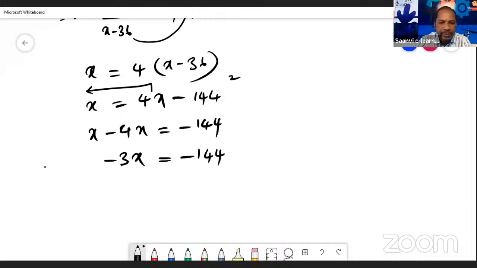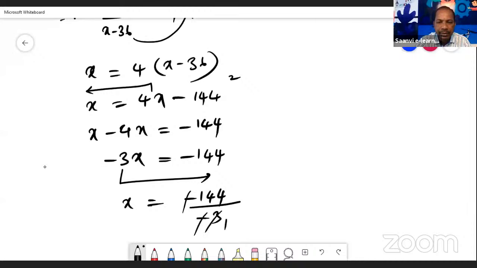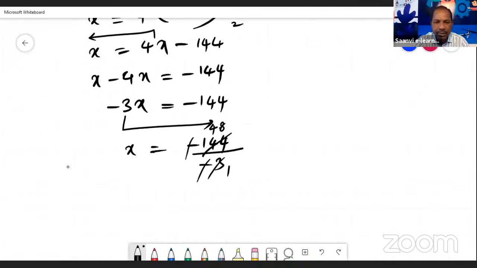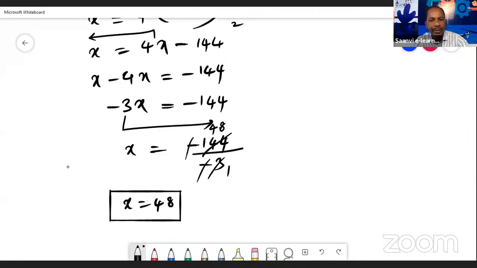Again, we need the x value. This minus 3 we send this side. Here minus 3 is multiplying, so when we send this side, we will divide. So minus 144 by minus 3. Here minus minus get cancelled. 3 1s are 3, 3 4s are 12, and again 2 will be here, 3 8s are 24. So we have got the x value: x is equal to 48.